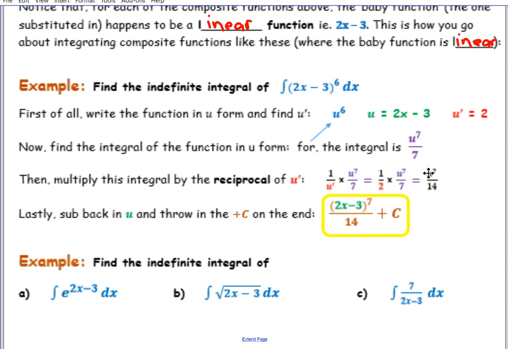Lastly, just sub the baby back in for u. And don't forget to bung a plus c on the end, because it's an integral. So it's a bit of messing around. Like with chain rule and product rule, eventually we have a system of setting it out. You come up with a system for yourself that works. My system is I like to define the mother, the baby, and the derivative of the baby. Then I remember it's the reciprocal of the derivative of the baby, after I've integrated the mother, times the integral of the mother, and then just sub back in the u and throw a plus c on the end.